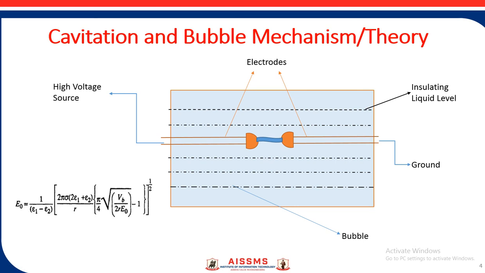From this equation, it can be seen that the breakdown strength depends on the initial size of the bubble, which in turn is influenced by the hydrostatic pressure and temperature of the liquid. The only drawback of the theory is that it does not take into account the production of the initial bubble, and hence the results given by this theory do not agree well with the experimental results. Hope you have understood this theory well.